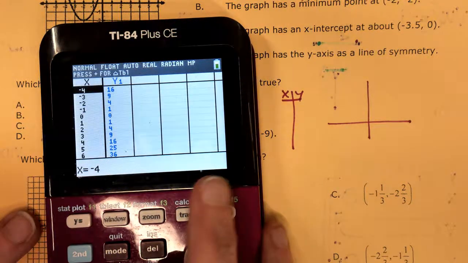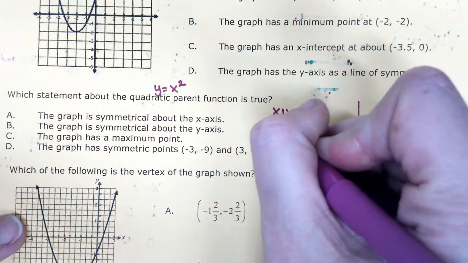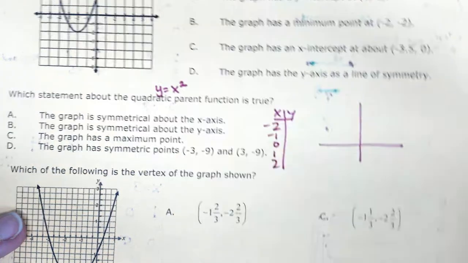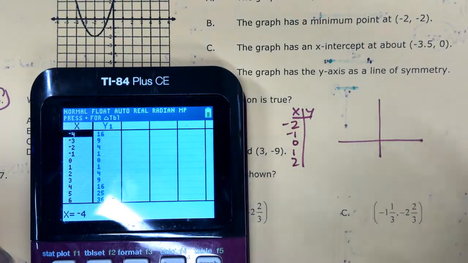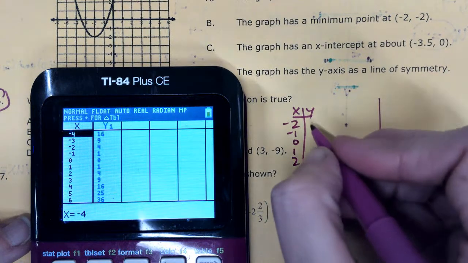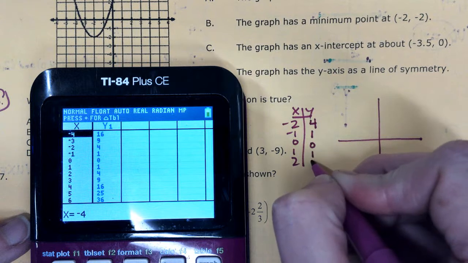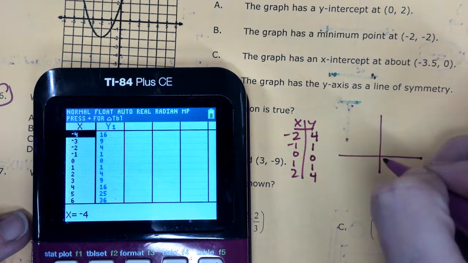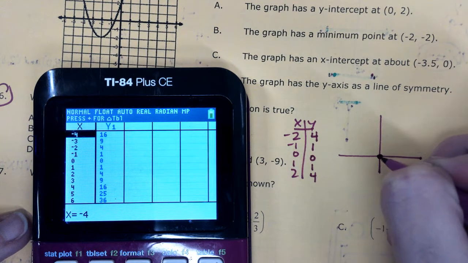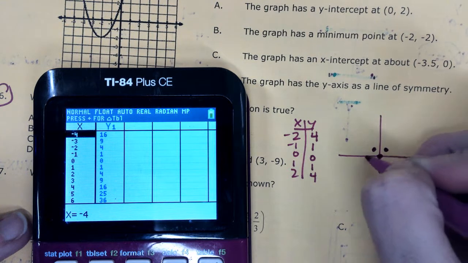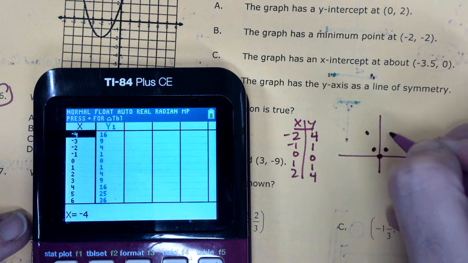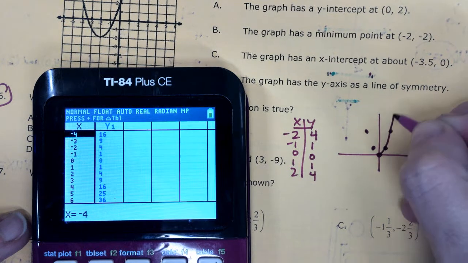So the table shows, so let's just do -2, -1, 0, 1, 2, just because that gives us some negatives, some positives, and 0. Well, at -2, I have a value of 4, -1 is 1, 0, 1, 4. So I have a point at (0, 0), a point at (-1, 1), a point at positive (1, 1), a point at (-2, 4), a point at positive (2, 4). Okay?